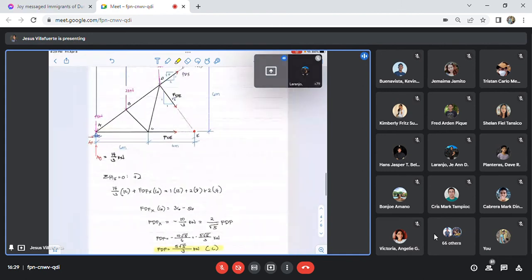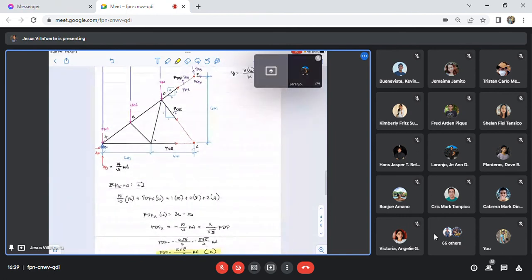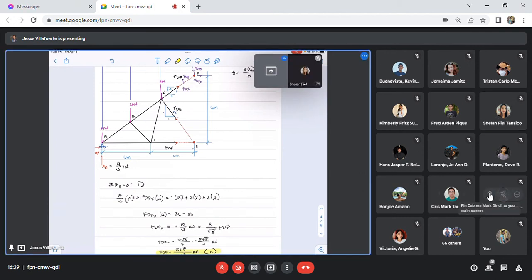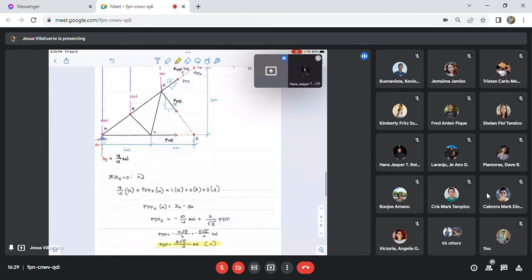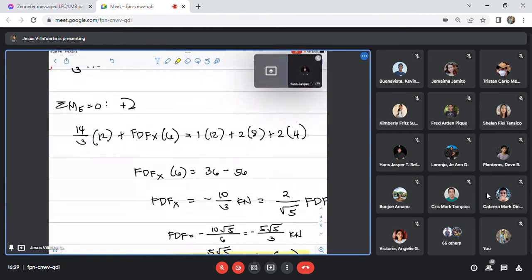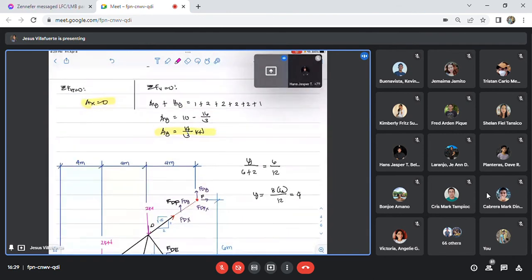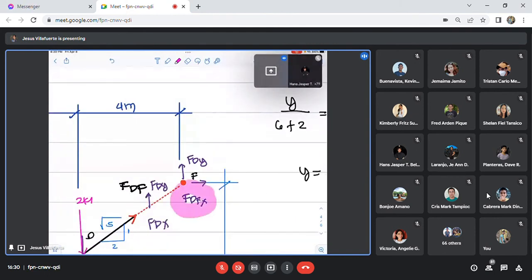Is it okay? Did you solve it? Did you follow, class? Hello, did you follow? Yes, sir. Need more time? Could you please check? Just a little more, sir. This is just the FDX, the horizontal component. But we want to convert it into the main force, FDF. This is just the horizontal component, but what we want is FDF.